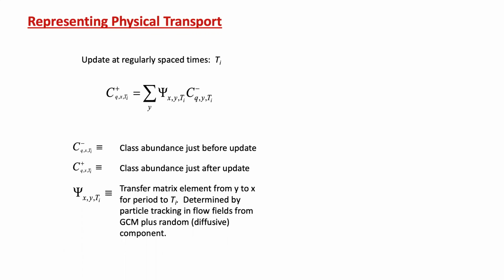So how do we represent the physical transport? So we update at regularly spaced intervals, TI. So if C is the class abundance and we indicate C minus as the class abundance just before the update, we have C with the subscript Q, which is a length class, and X, which is a physical location, a grid cell, and TI, the current time. Then we multiply the class abundance just before the update by a transfer matrix, which moves individuals from location Y to location X at that time interval. And that matrix, as I indicated earlier, is determined by particle tracking in the flow fields from the general circulation model, plus a random diffusive component.